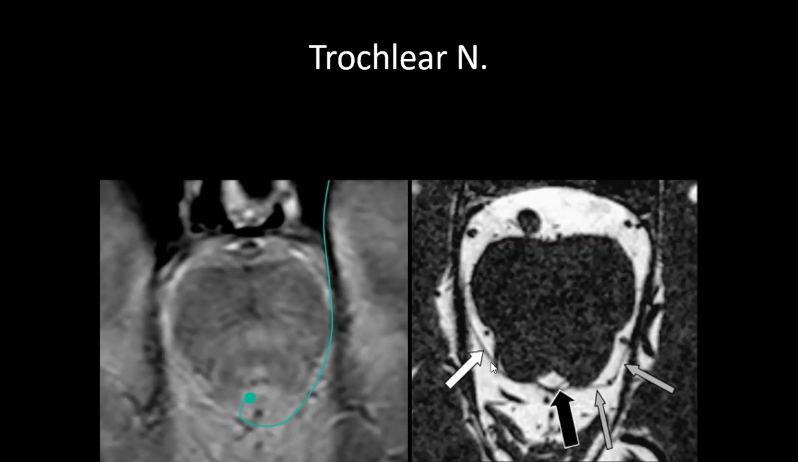This is the ambient cistern, a lateral extension from the quadrigeminal cistern surrounding the midbrain. It contains the trochlear nerve. The trochlear nerve is the only nerve that exits the brainstem from its posterior surface, and the only nerve that crosses to the opposite side.